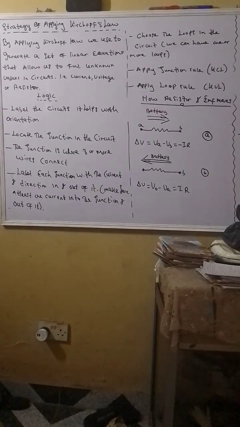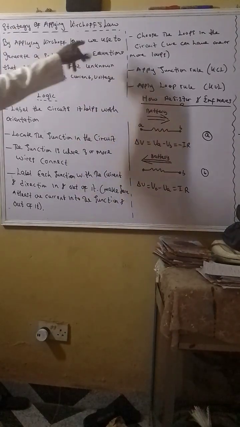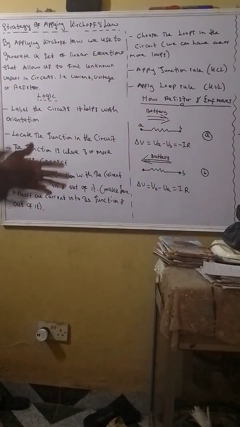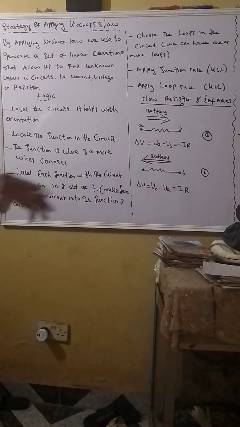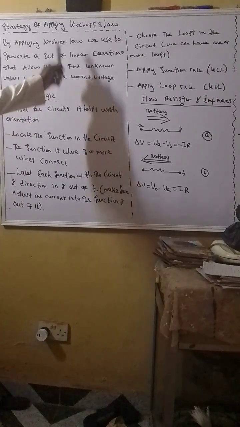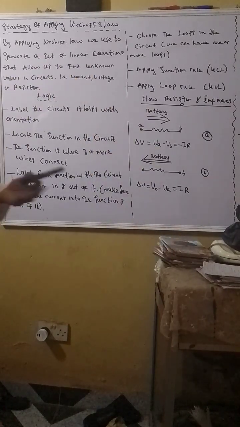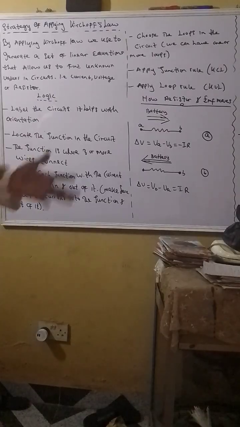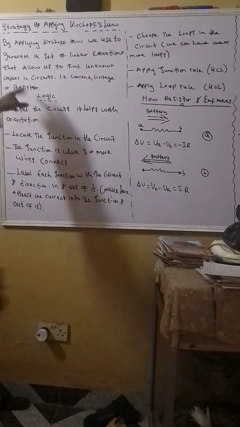Now, the first thing is that by applying Kirchhoff's law, you generate different sets of equations. To make these equations easier to solve, we usually apply the Gauss-Jordan elimination method, mainly when you have, let's say, three equations, because you might have multiple equations to find different aspects of current, voltage, and resistor.